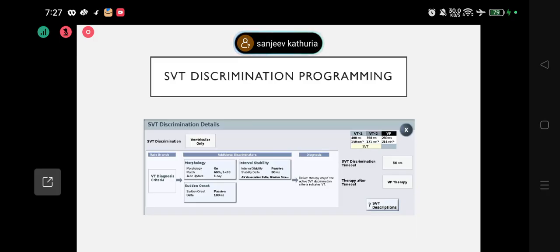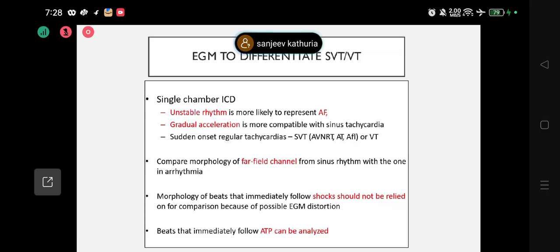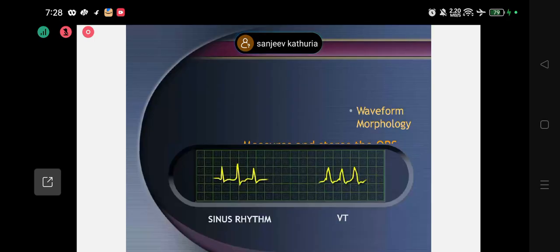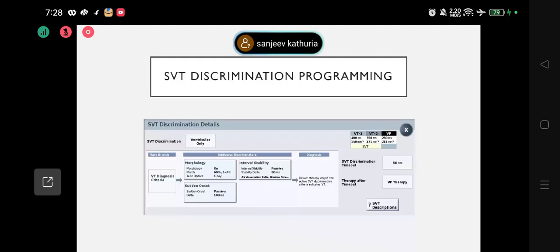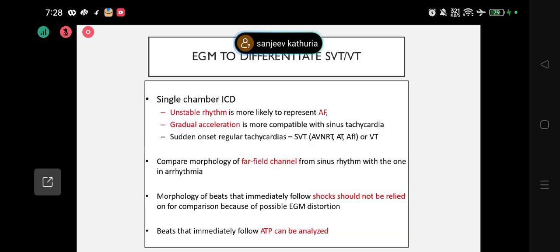VF, everything closed. Once again, remember, once it gives a shock, it has to analyze again. The morphology of the beats that immediately follow a shock cannot necessarily be relied on, so the machine gets a rate and will go back into giving shocks. But the beats that follow ATP can be followed, because ATP doesn't change the morphology. ATP, which I've not explained here, means increasing the pacing rate to override it.